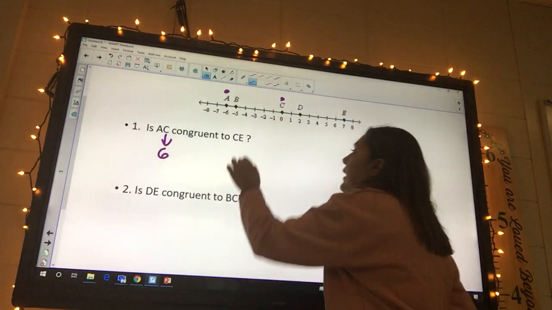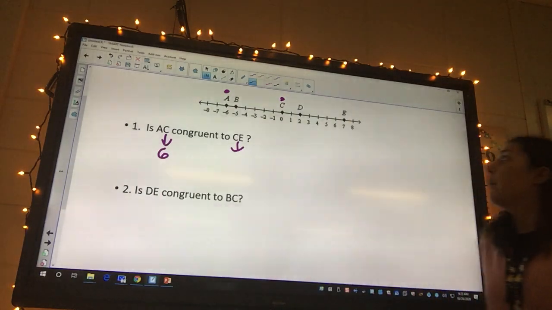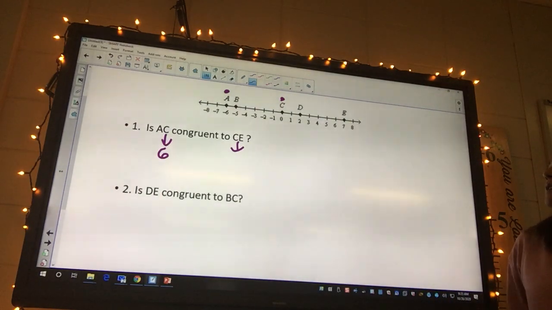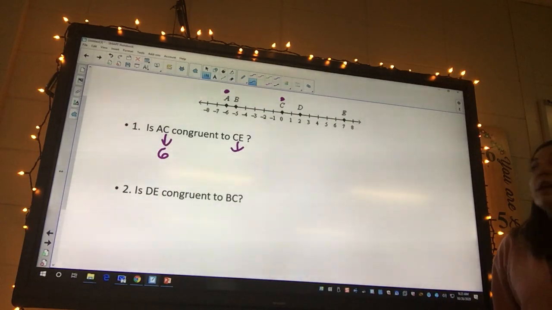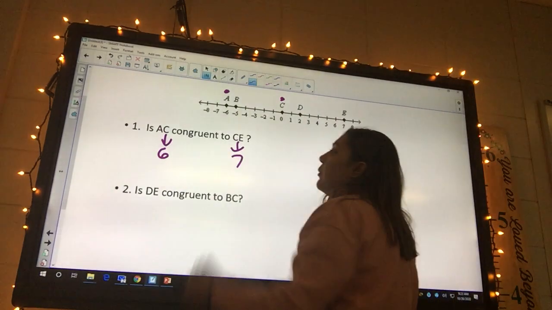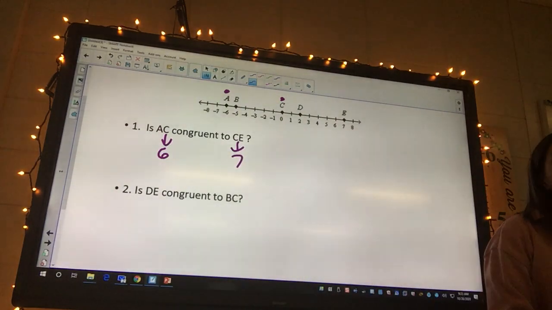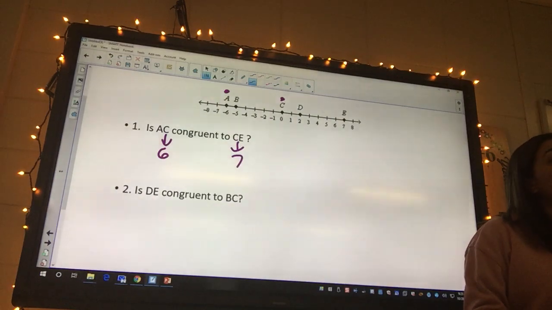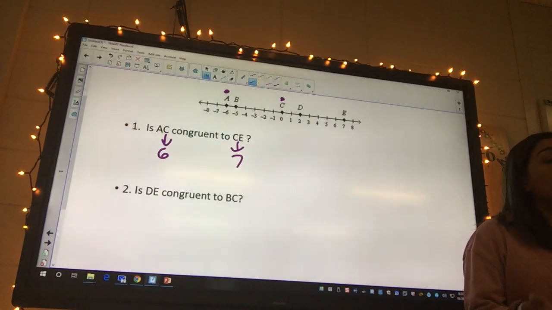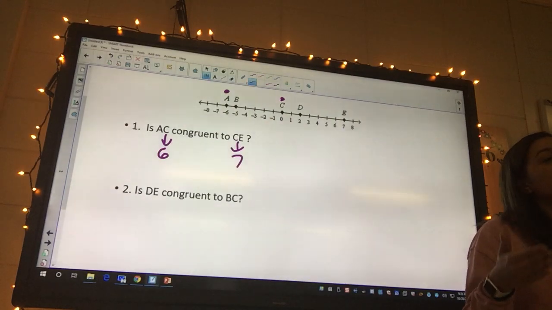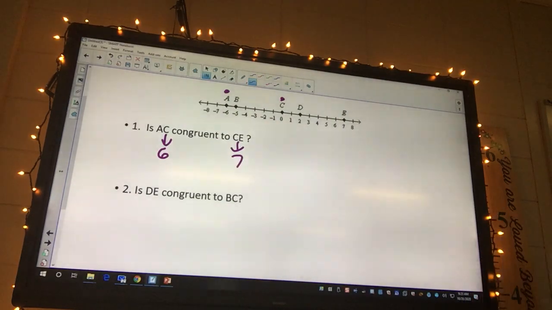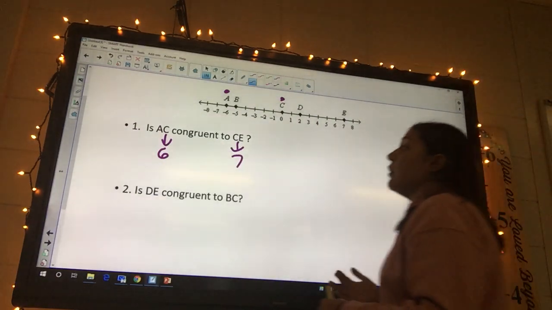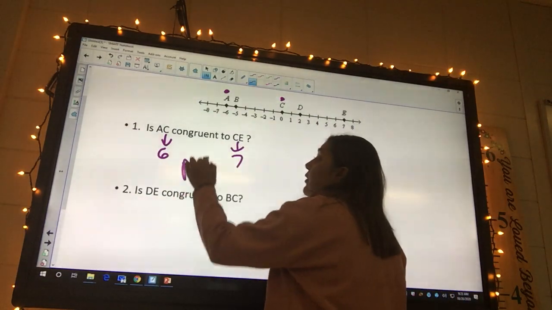What about CE? So C is at 0, E is at 7. It's going to be 7. Okay, what's congruent mean? Same. Same shape or size. And it also means equal. Well, it doesn't really mean equal, but it is. And these two are not equal. Is 6 the same as 7? No. So the answer is no.